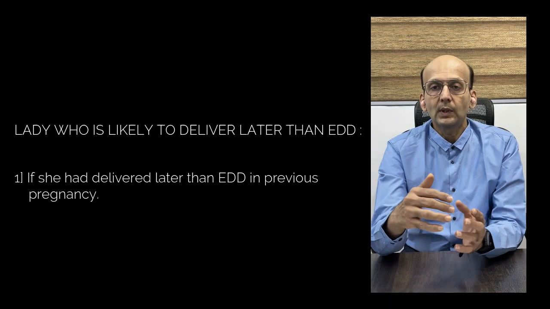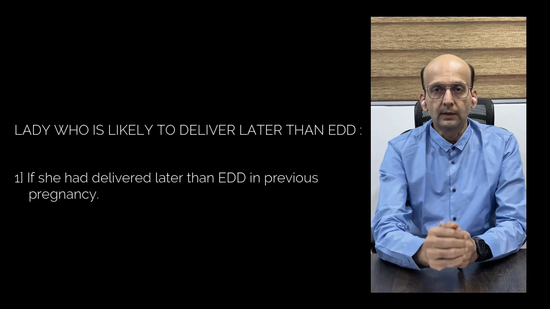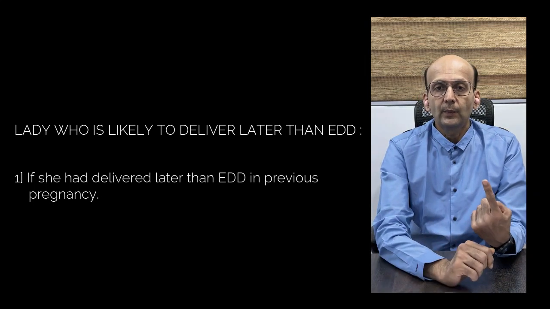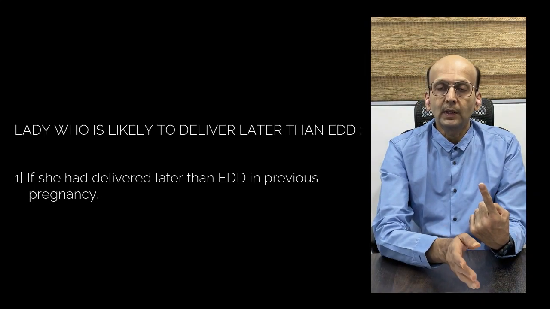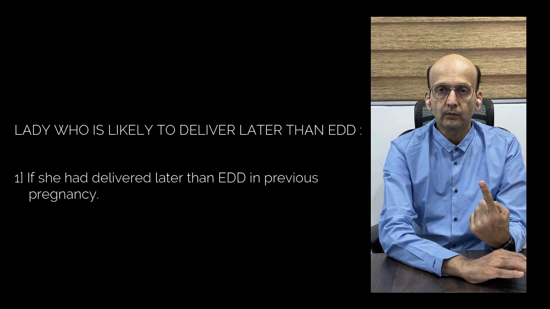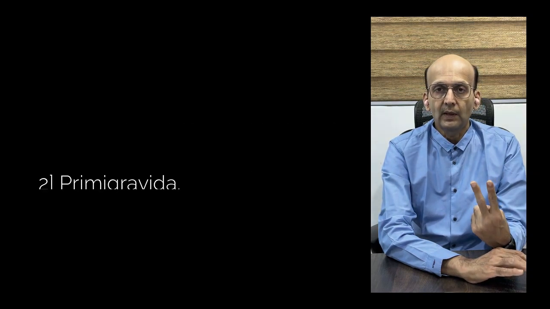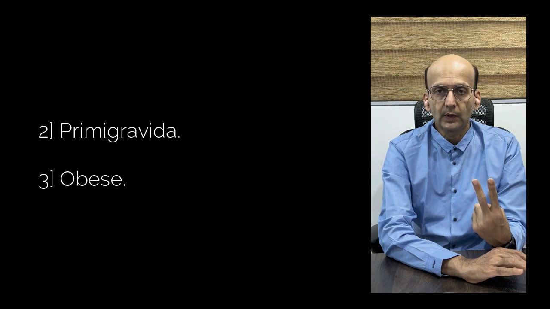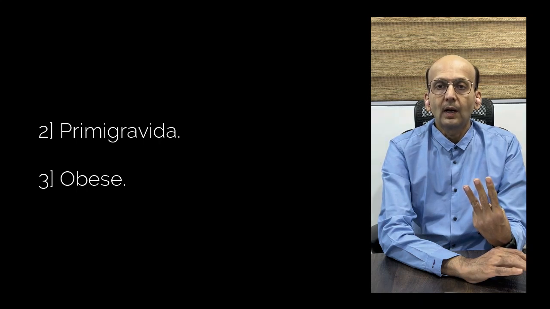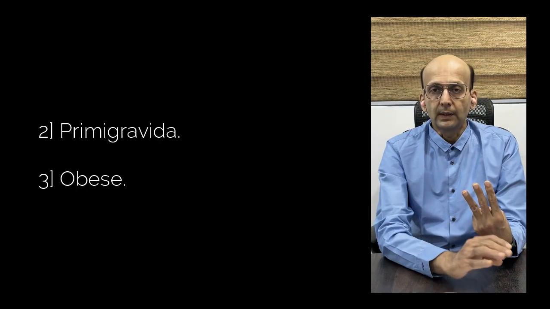Now, who are the ladies who are likely to deliver after EDD? If the patient has delivered after EDD in her prior pregnancy, or if the patient is a primigravida, means pregnant for the first time, or if the patient is obese, that is having BMI more than 30. These are the ladies who are likely to deliver after the EDD is crossed.